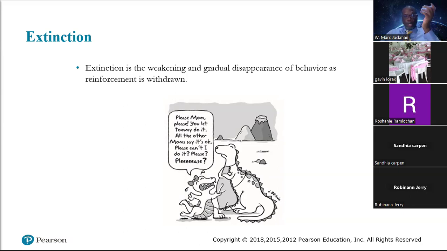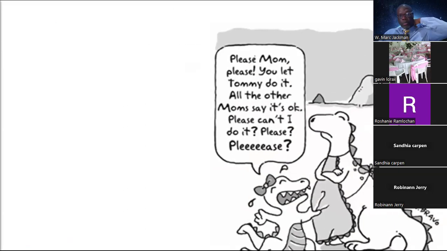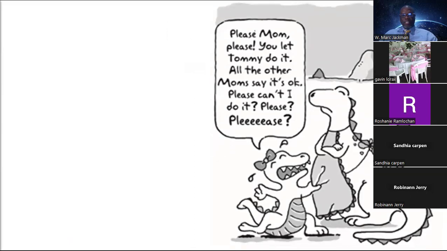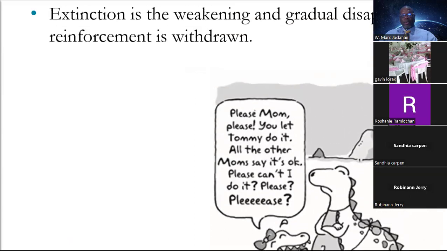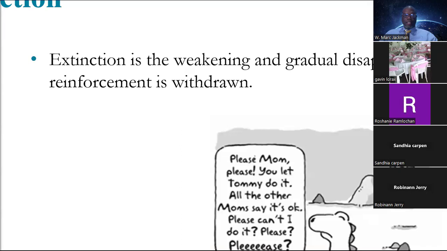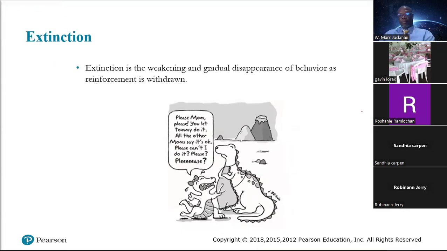The cartoon here: please, mom, please, you let Tom do it. All the other moms say it's okay. Please, can't I do it? Please, mom, please. And the mother is not budging. So because the mother is not giving in, you find that the behavior would become extinct, right? You have to understand that concept called extinction.